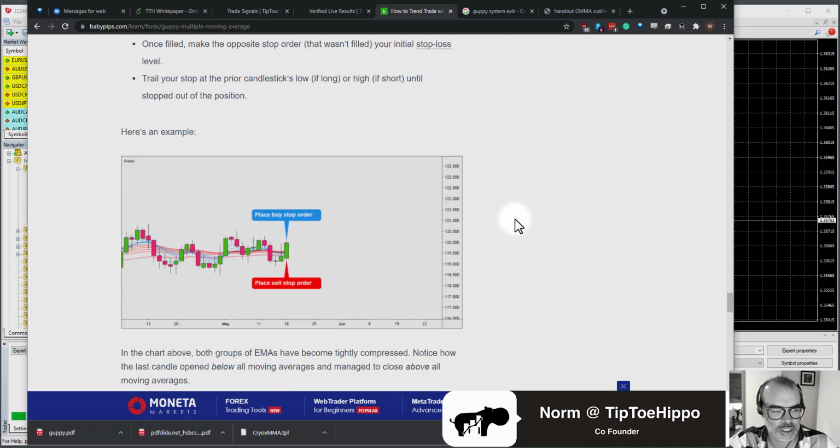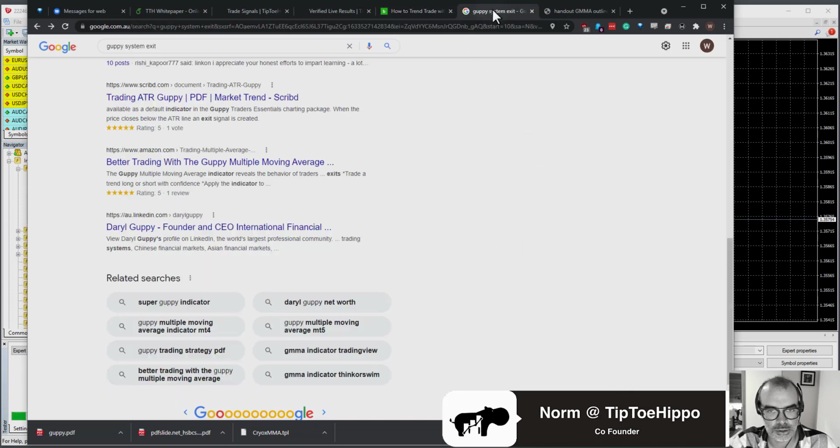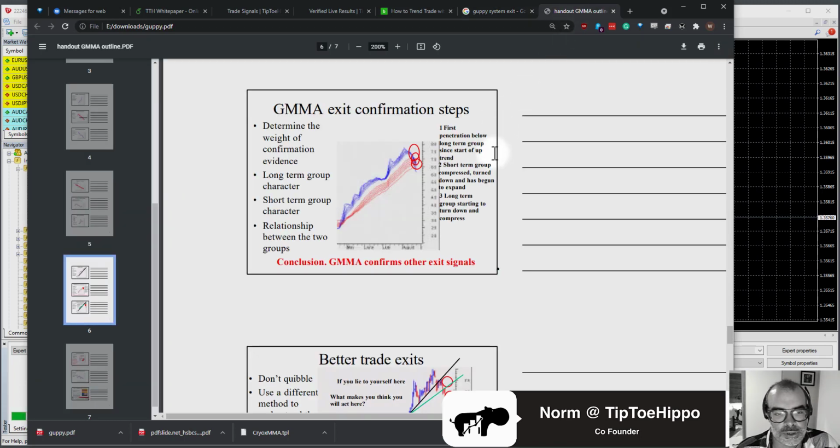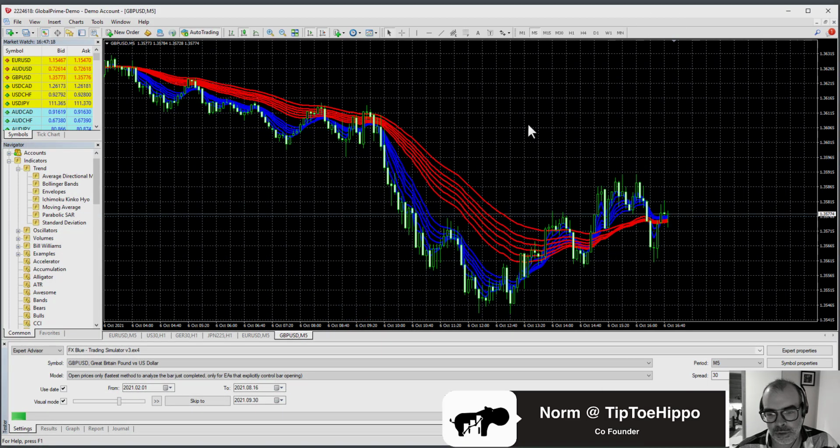Now on Babypips, they don't actually tell you how to exit. And then you search Guppy System exit, and there's not really a stack of easy to find exit rules. This guy here just talks about an opposite exit basically. So at least for the start, to find out if this is any good and worth investigating further, we will use that. That means we're going to be jumping between longs and shorts, because once we're in a short, we're going to be in it until we enter a long.